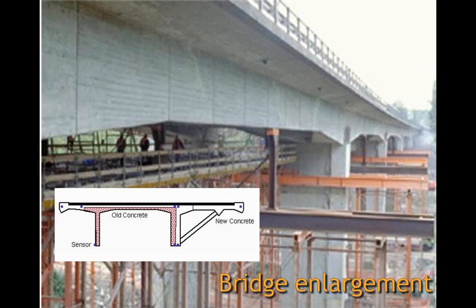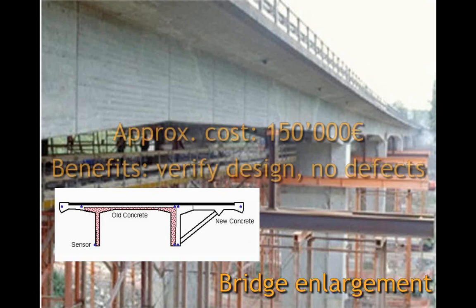traffic lane was added on one side of the bridge, and the owner wanted to make sure that the design assumptions were respected and no defects were introduced by the new construction. In particular, the new part of the bridge was designed to act monolithically with the existing part of the bridge, and so it was important to make sure that this connection was really good between the old concrete and the new concrete.